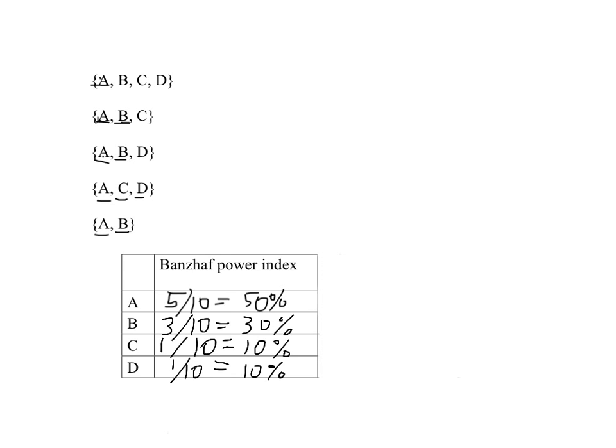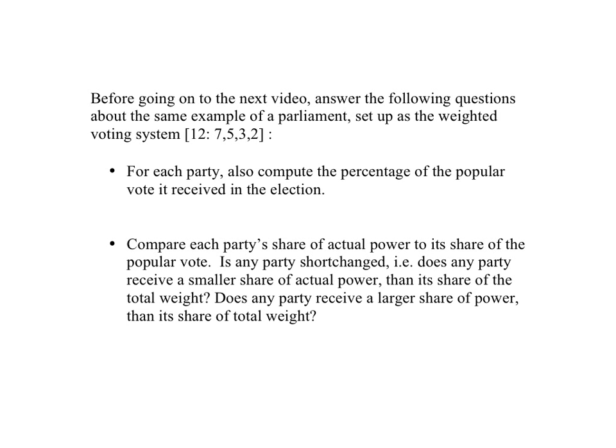Notice, by the way, and this is a useful check on your work, these fractions had very well better add up to 1, which is equivalent to saying these percentages had better add up to 100%. There are exactly 100 percentage points worth of actual power to be distributed among the players. Before going on to the next video, answer the following questions about the same example of a parliament set up as the weighted voting system quota 12, weights 7, 5, 3, 2. And it's important that that was based on the story that they received 7 million, 5 million, 3 million, and 2 million votes respectively in the election.